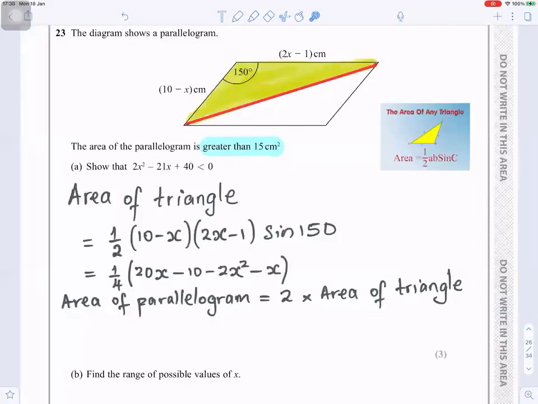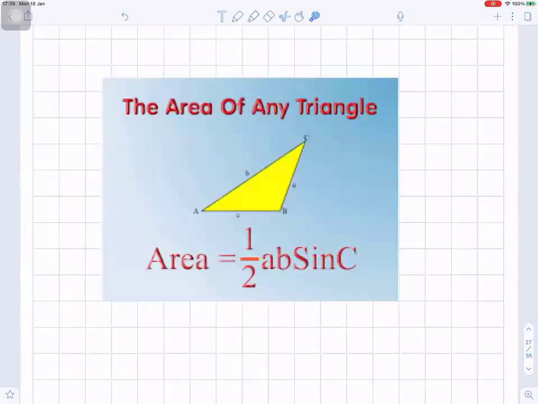Question number 23. The diagram shows a parallelogram. The area of the parallelogram is greater than 15 centimeters squared. Show that 2x squared minus 21x plus 40 is less than 0. We're going to be using this formula. Area of a triangle is given by half times the product of the sides times sine of the angle between them. Half AB sine C. Very important, and we're going to use that formula.